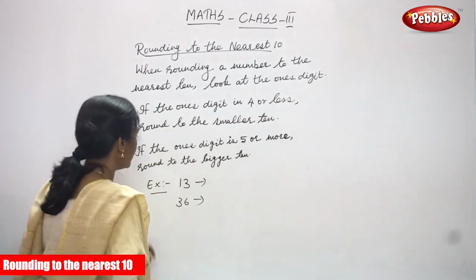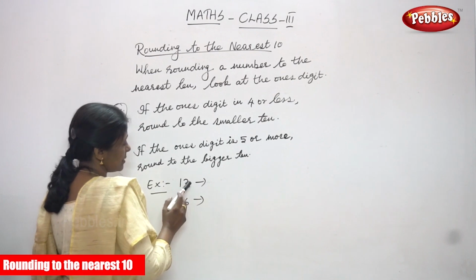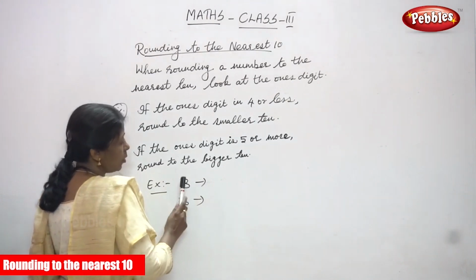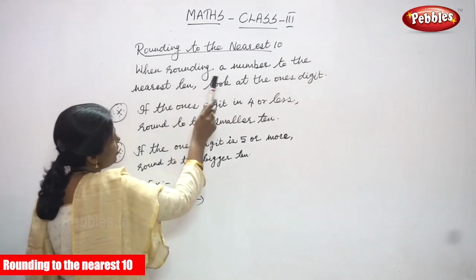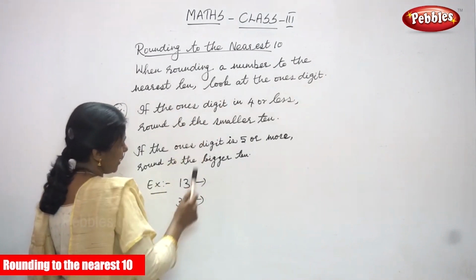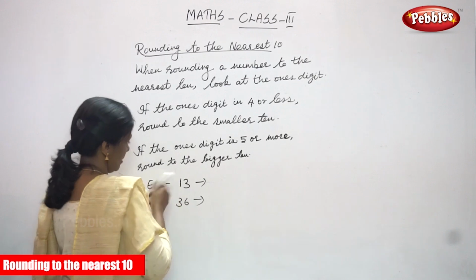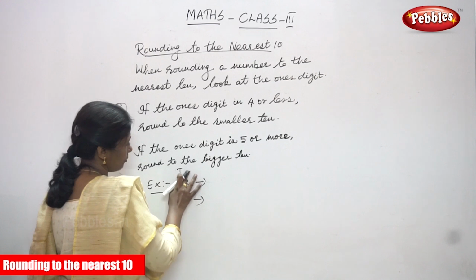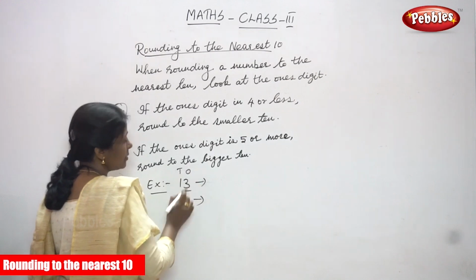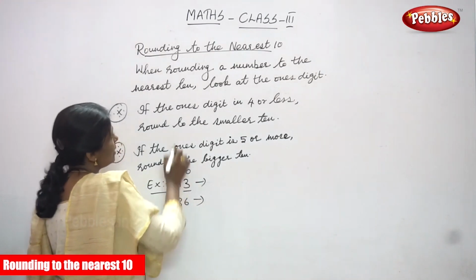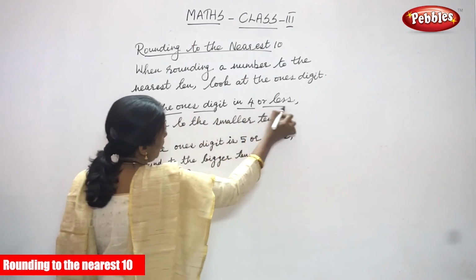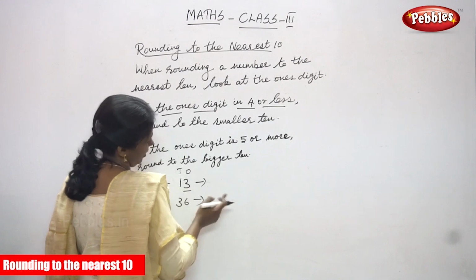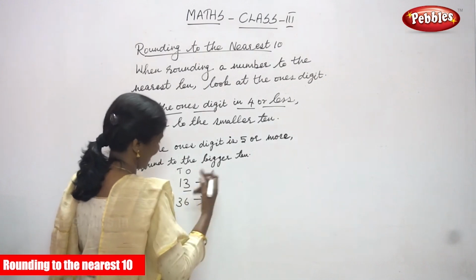So for example, this is 13, this is ones and tens. When rounding a number to the nearest 10, first you have to look at the ones digit. This is 1 and this is 10. So you have to look at the ones digit always. So 3. If the ones digit is 4 or less, that means this is less than 4 or less than 5.